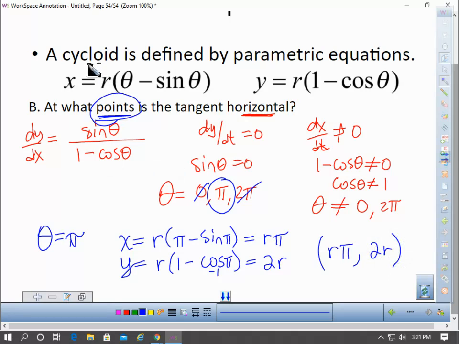So if they gave me any cycloid with any value of r in these expressions, if r was say 3, then this answer would be 3 pi and 6. If they gave me a cycloid whose r value was 5, then this would be 5 pi and 10. So this is a generic answer for whatever radius or r value the cycloid has, okay?